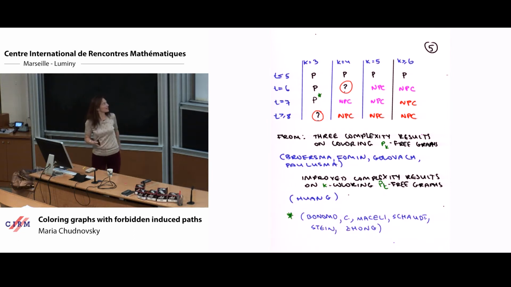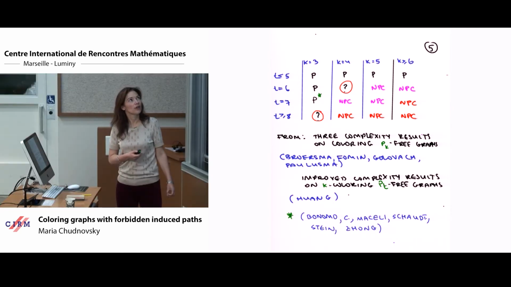And so it's all here. First of all, if you're excluding a path of length at most 5, then the problem is polynomial. So then, if you exclude, let's call it this.